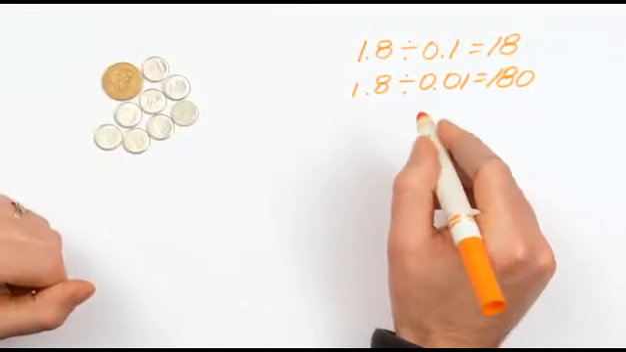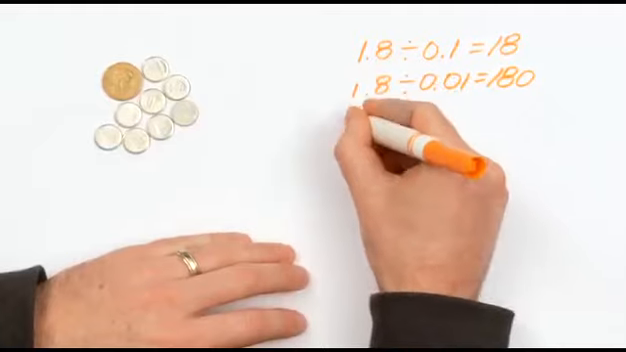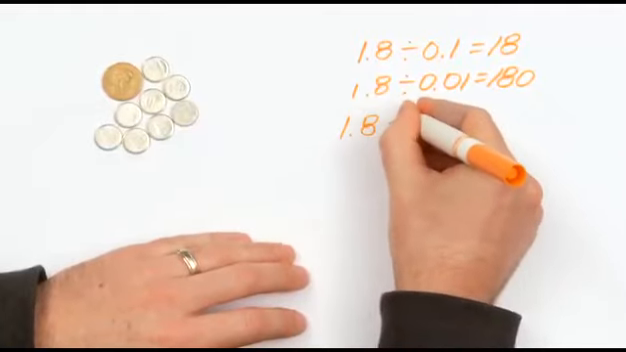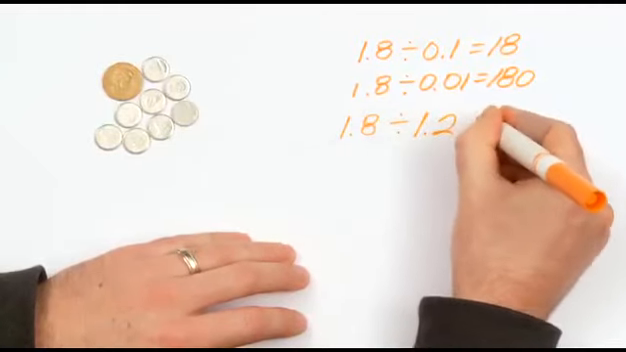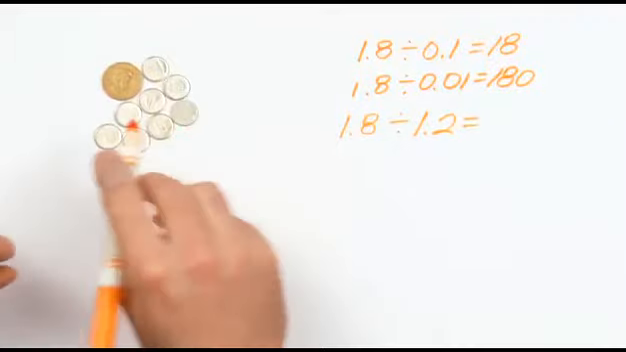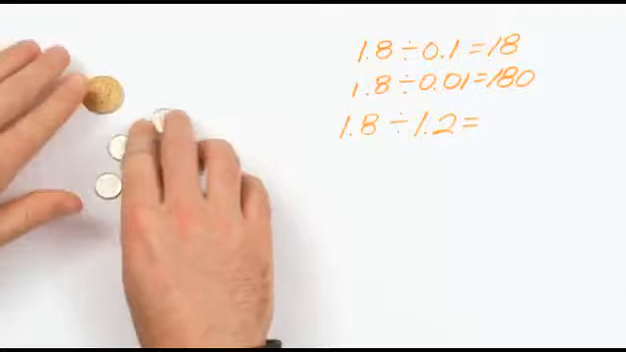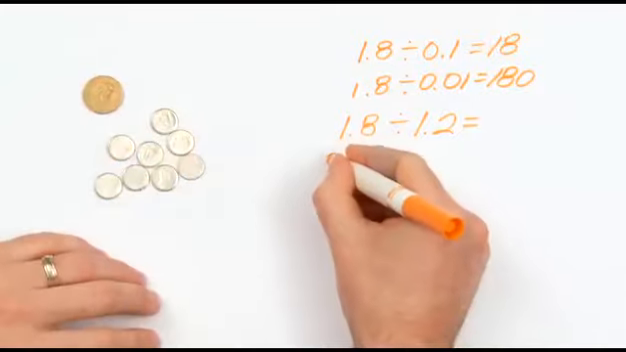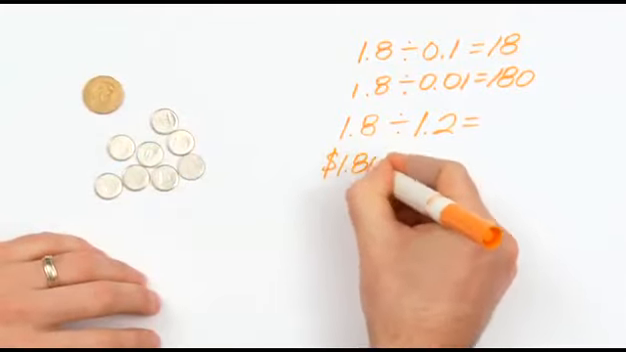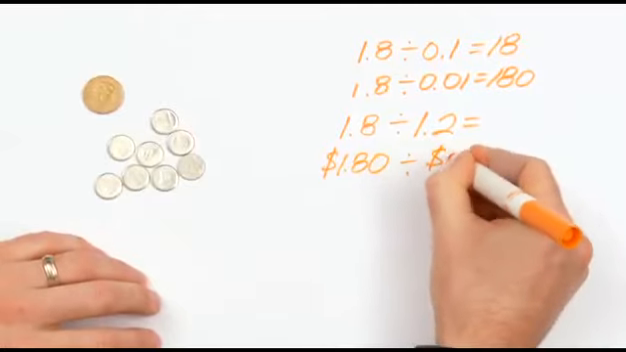Let's see what happens when we divide by a decimal greater than 1. How about this? 1 8/10 divided by 1 2/10. I like this money context here, so let's think about it that way. That would be the same thing as $1.80 divided by $1.20.